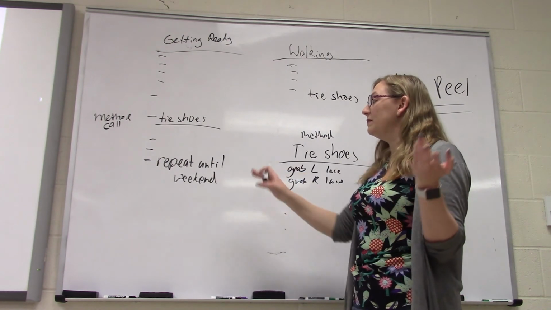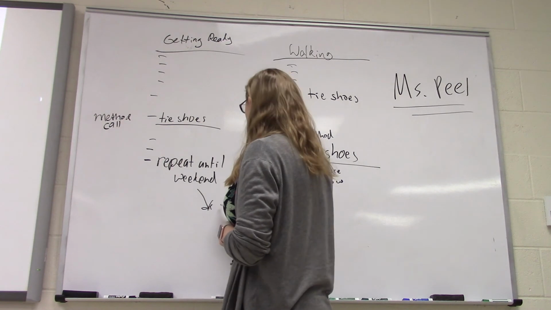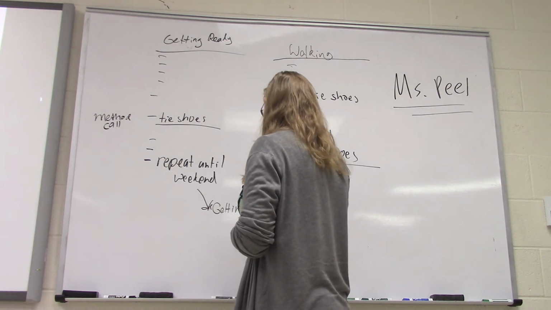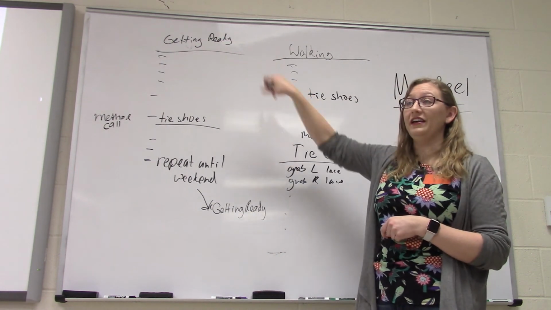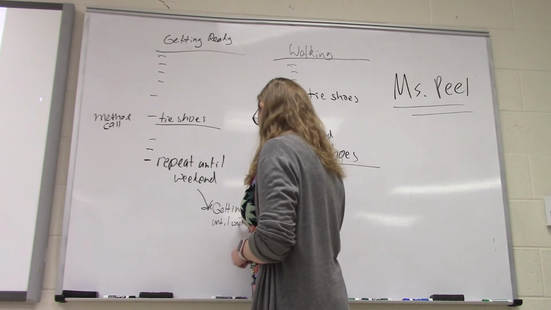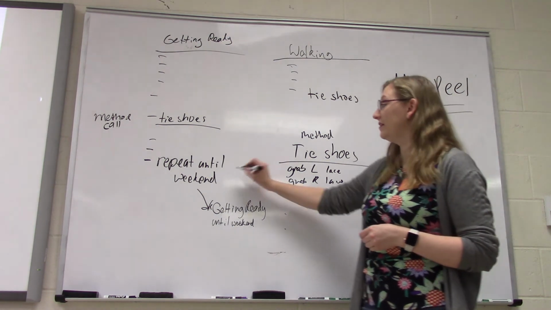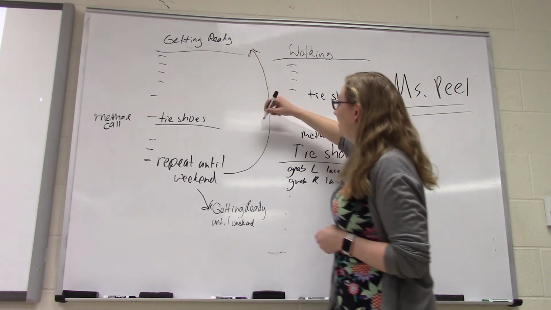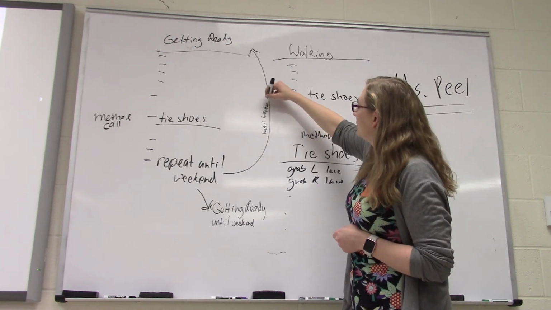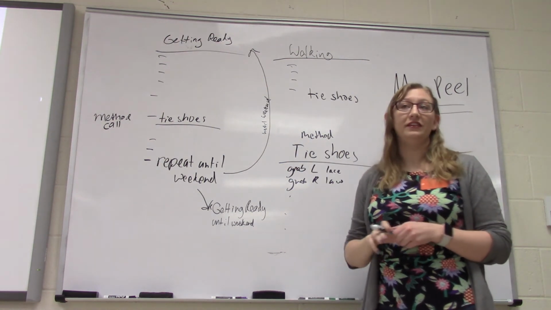So this one we could say repeat until weekend, or we could do something else instead where we say getting ready, right? So that's just like our P1 again, getting ready until weekend. Right? So that's one way, that's another way. You could even just draw an arrow and say until weekend. Right? So now we've got 3 different ways to kind of depict that iteration in that loop.